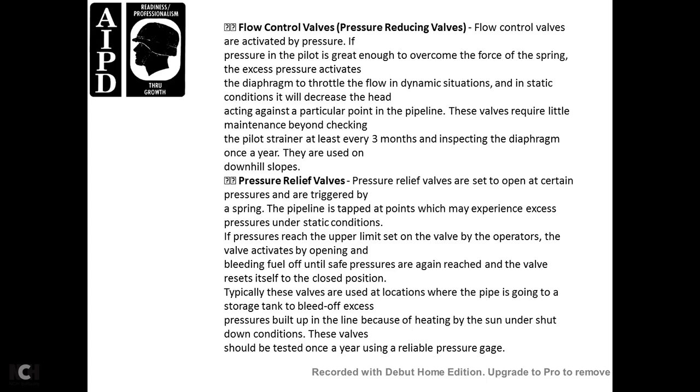Flow control valves, pressure reducing valve. The flow control valves are activated with the pressure. When the pressure of the pilot system is great enough to overcome the force of the spring, the excessive pressure activates the diaphragm to throttle the flow in the dynamic situation and static condition with the decrease of the head.